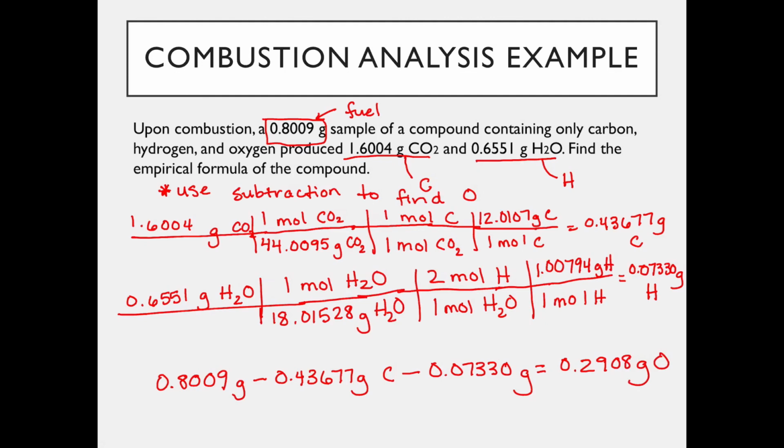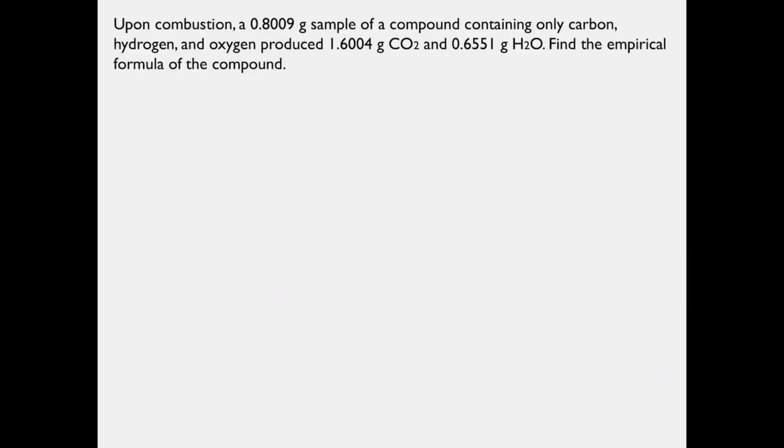So we can use this combustion analysis to essentially get us to the starting point of where we would do the empirical formulas. So it's just the same as those empirical formula calculations from earlier, just we have to go and find out, okay, how many grams of carbon, hydrogen, and oxygen am I actually starting with? So this whole process that we just did here was just to get us to the starting point of the empirical formula process. So now we can go through, this is the same problem, I just wrote it up there again.